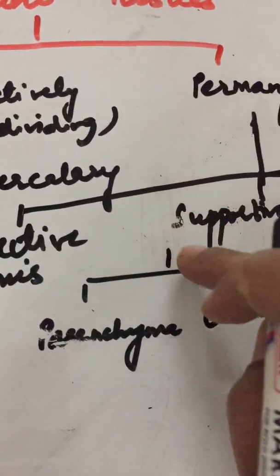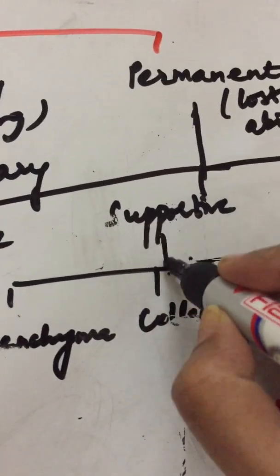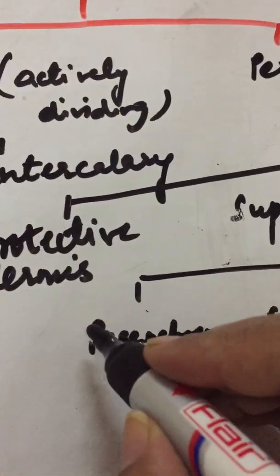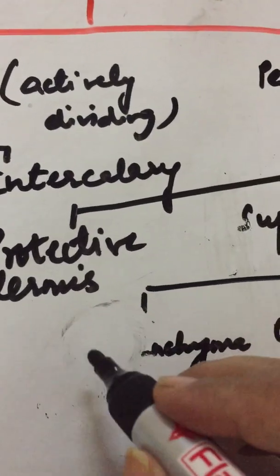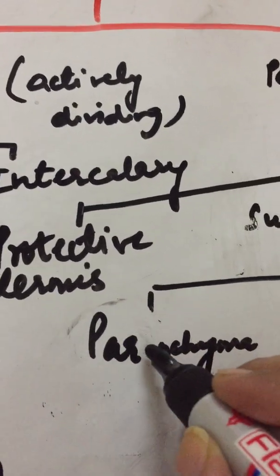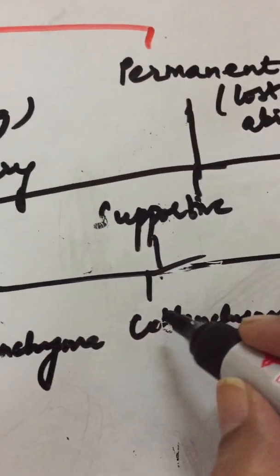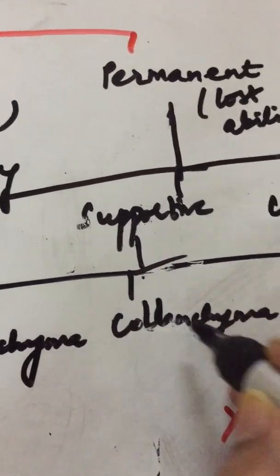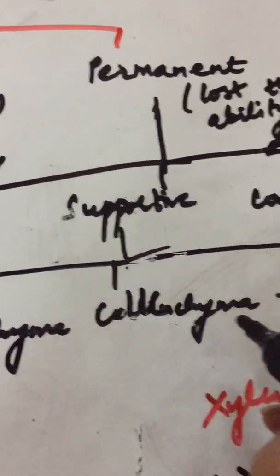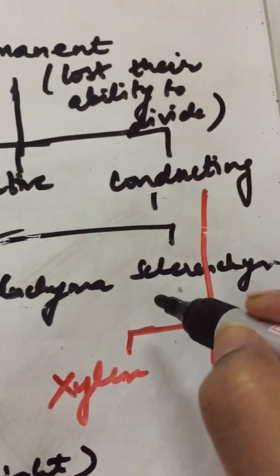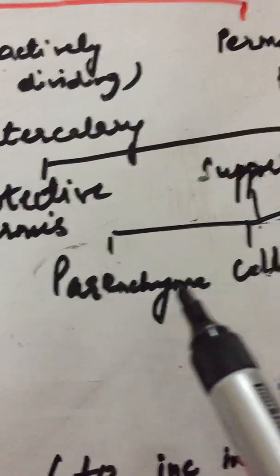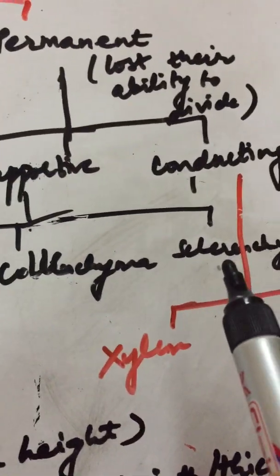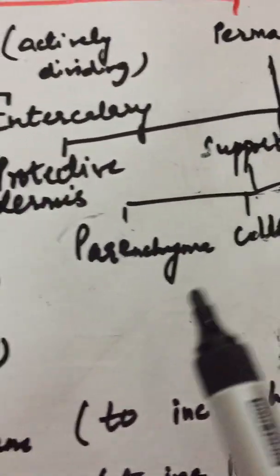Supportive tissue is again of three kinds. Parenchyma, P-A-R-E-N-C-H-Y-M-A, collenchyma, C-O-L-L-E-N-C-H-Y-M-A, and sclerenchyma. So three kinds of supportive tissues: parenchyma, collenchyma and sclerenchyma.